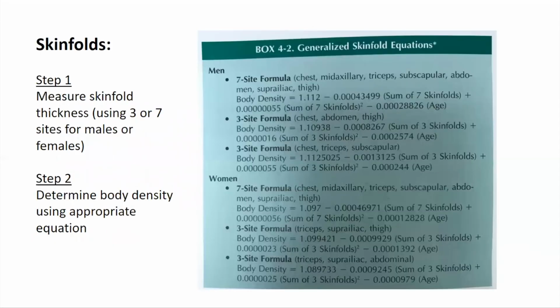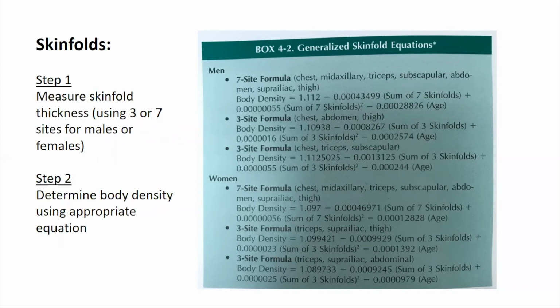So to measure skin folds, you would use either the Harpenden or Lange caliper and measure the skin fold thickness using the different sites. So in lab, we would typically use a 3-site formula. In males, it would be chest, abdomen, and thigh. In women, it'd be triceps, suprailiac, and thigh. If we were going to use a 7-site formula, notice that the sites are exactly the same for males and females.